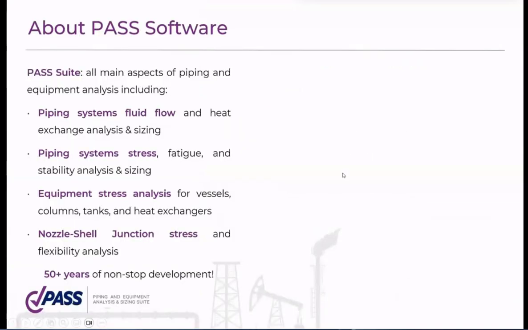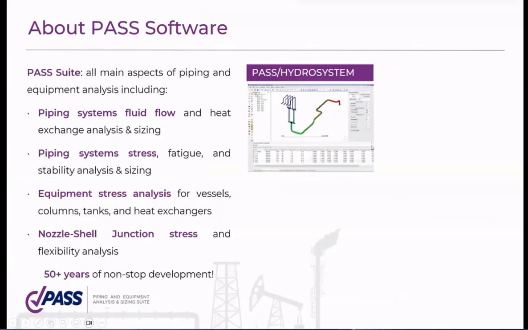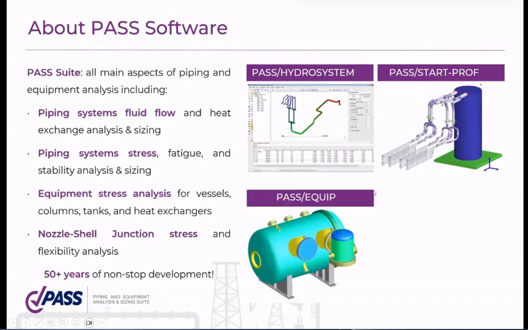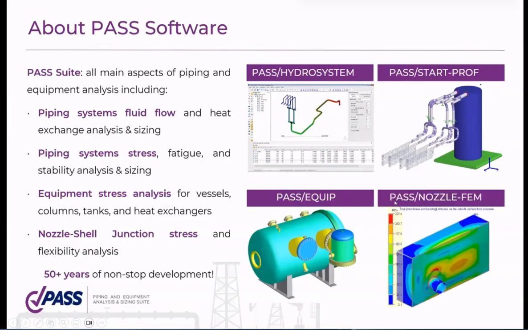So let's start with PAS software as a whole. We have a whole PAS suite, as we call it, of different software. We have special software for fluid flow analysis, called HYDROSYSTEM. We have stress analysis software for piping stress analysis, which is called PAS Start Pro. We have PAS Equip software, which is dedicated to equipment stress analysis. And we have PAS Nozzle FEM software, for junction stress and flexibility analysis of nozzle to shell junctions.